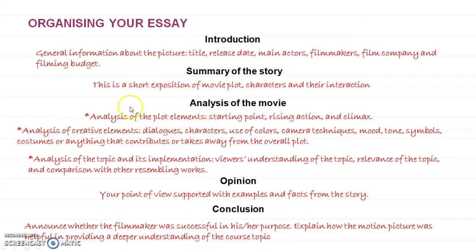The characters. Okay, how well the actor brings out the characteristics in the characters. Use of colours. Dia macam kalau cerita hantu ni semuanya gelap, macam tak cukup lampu dekat dalam rumah tu kan. Okay, camera techniques, mood, tone, symbols, costumes. Okay, dia punya pakaian tak sesuai ke, or anything that contributes or takes away from the overall plot.